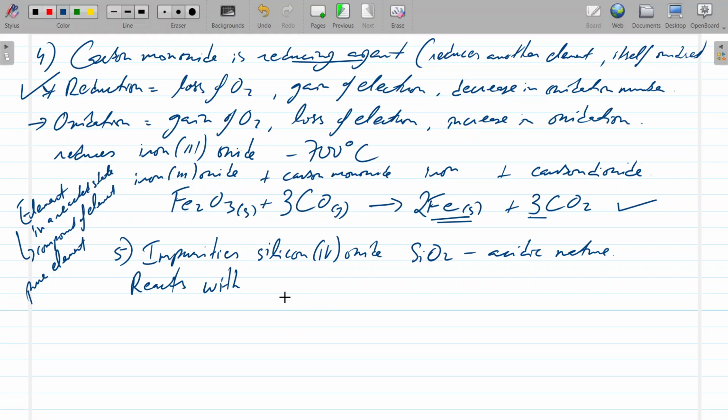So this silicon 4 oxide reacts with calcium oxide, which is basic or alkaline. Again, we'll do that next chapter. And it forms calcium silicate.